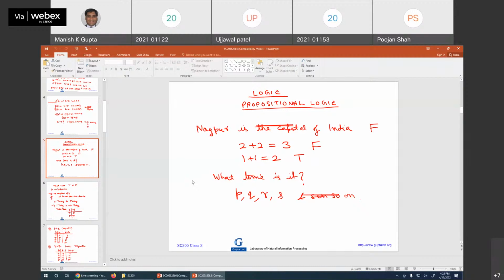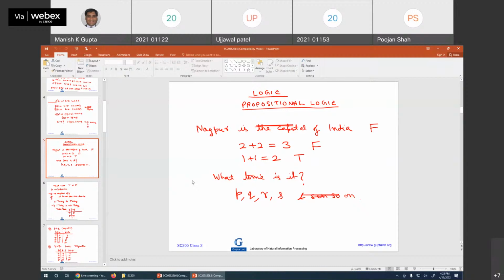Okay, so we are ready. We started this topic logic, and we have looked at proposition logic, and then we started predicate logic, right? Where there are quantifiers for every, there exists, those kinds of things, right? And some statements, whether they are true or false, we can look at it, right?